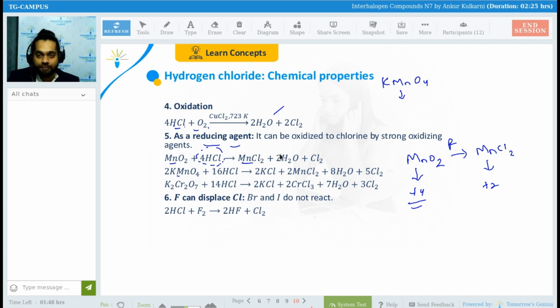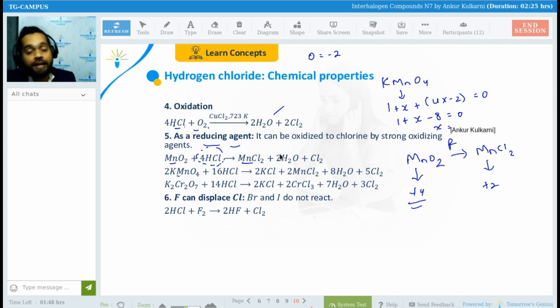Yes, Ragul. What is the charge on oxygen? The charge on oxygen is -2, not -1. So K is +1, Mn is X, oxygen is -2. So I'll write 4 into -2 is equal to 0. So if you solve this, 1 plus X minus 8 is equal to 0. X is equal to -8 goes that side, +8, +1 goes that side, -1. So +7. So Mn is +7.